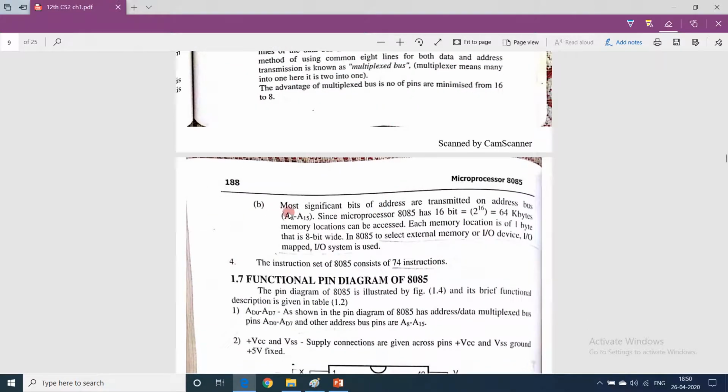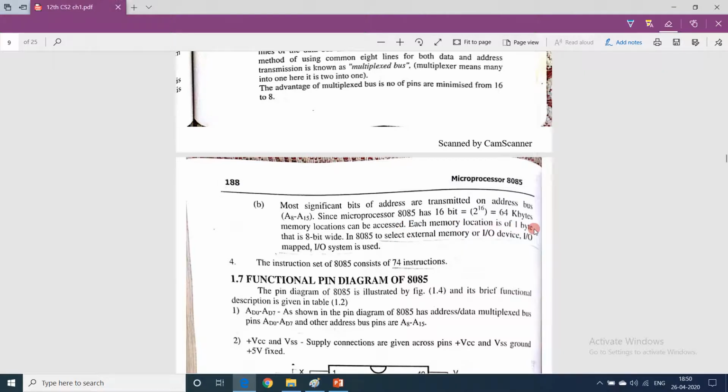Then the most significant bits of the address are transmitted on the address bus from A8 to A15. Since the address bus is of 16 bits, it can address up to 64 kilobytes of memory.